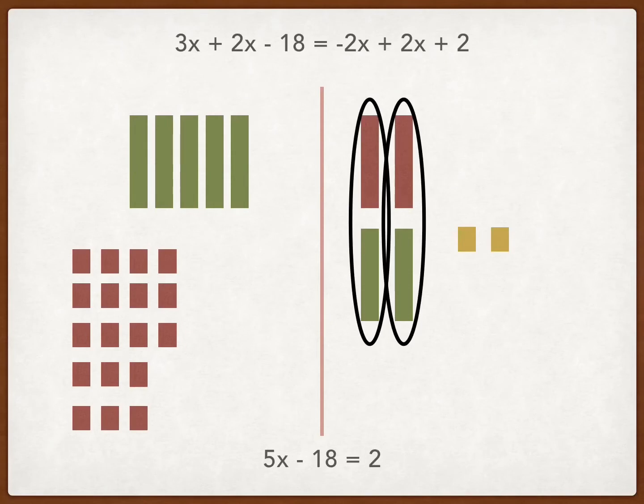So our next step is to move our variables to one side and our constants to the other, but we will start with moving our negative 2x to the left side. So we add 2x to the right side to make 2 0 pairs, and then we add 2x to the left side, which makes it 5x. And so now that we have 2 0 pairs on the right side, we have 5x minus 18 equals 2.